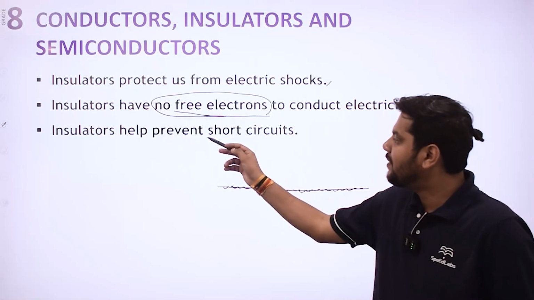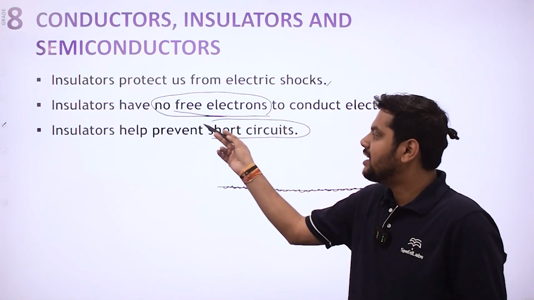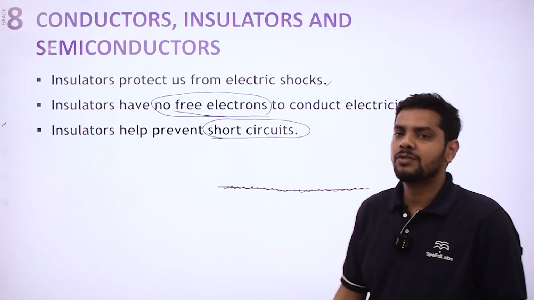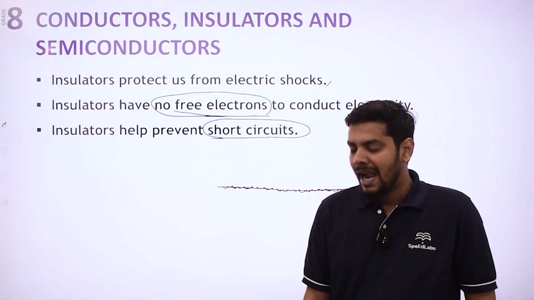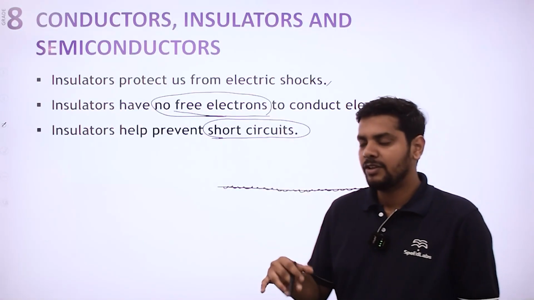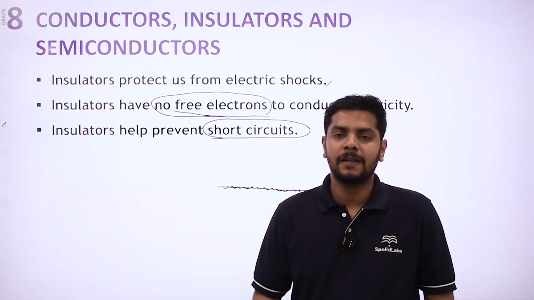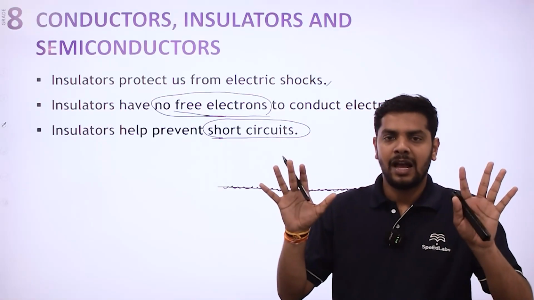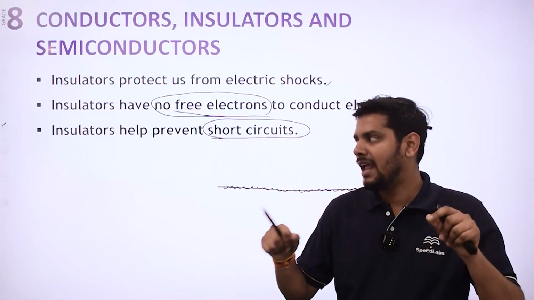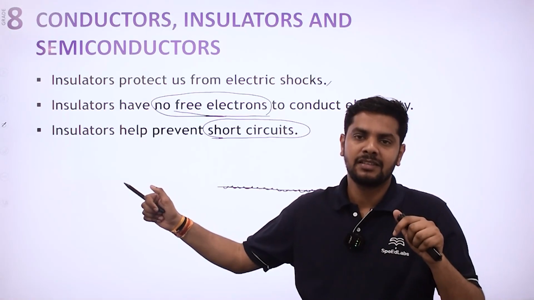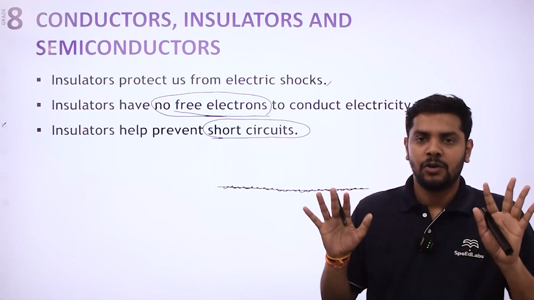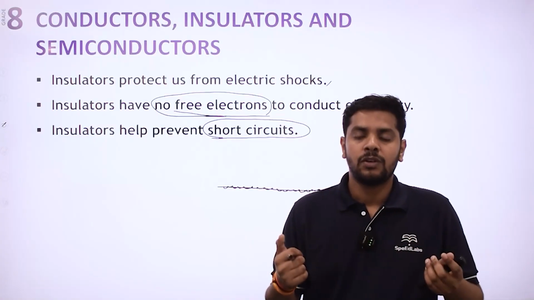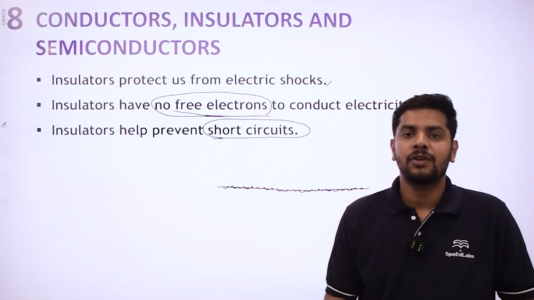Insulators help prevent short circuits as well. If any kind of short circuit is happening, students, insulators can prevent it. Similarly, as we talked about the human body as a conductor, let's say I wear rubber gloves and touch an electric device through which current is passing. I will not get an electric shock, because these rubber gloves are insulators.